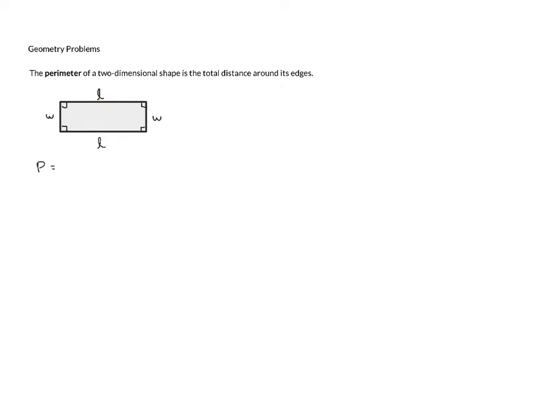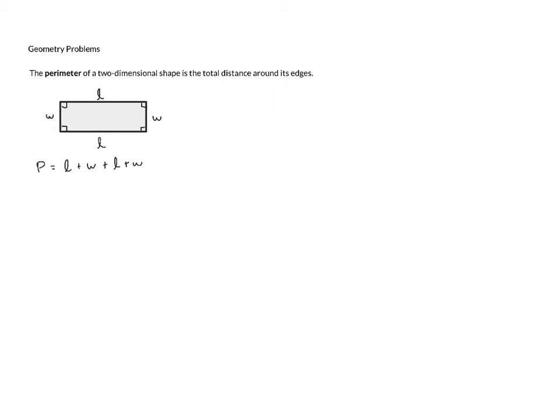So the perimeter is the length plus the width plus another length plus another width. We get that by starting in this corner, and as we walk around the outside, we go L, and then we move W, and then we go another L, and then we move another W. So we get P equals L plus W plus L plus W.